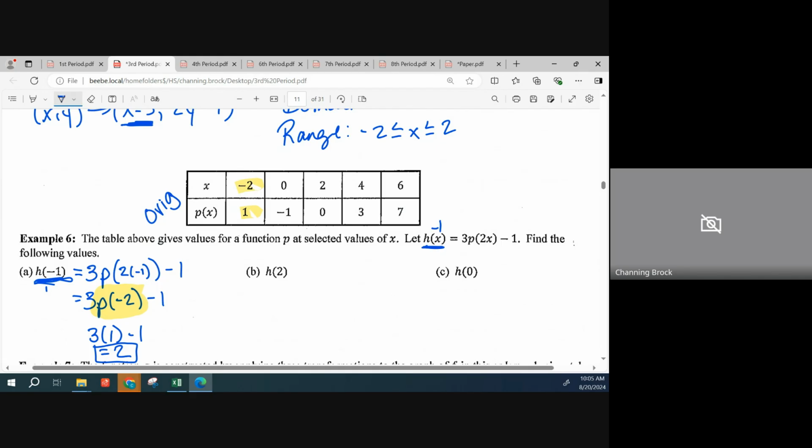All right, let's do B. B is kind of the same. So I'm just plugging 2 in. So 3p of 2 times 2, minus 1. 2 times 2 would be 4. So 3p of 4, minus 1. What is p of 4? 3. So that's what I'm going to replace that with. 3 times 3 minus 1. So that's 8.